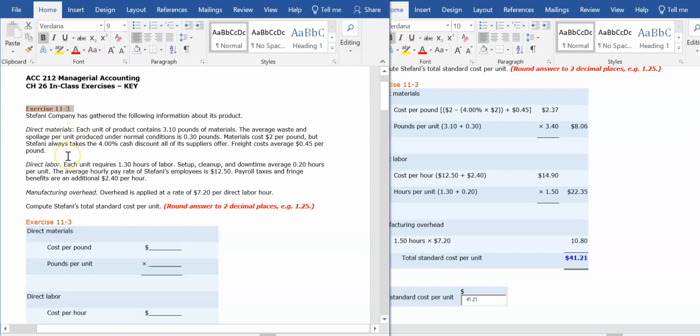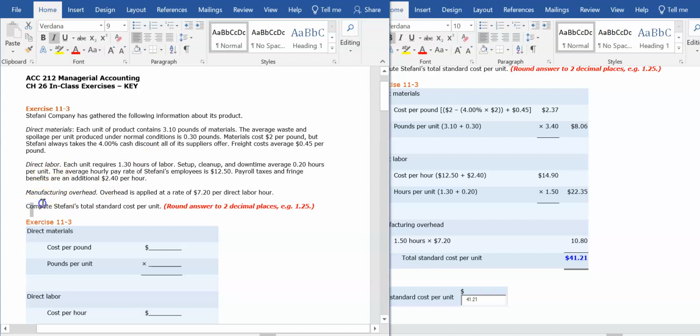Stefani Company has gathered the following information about its product. For direct materials, each unit of product contains 3.10 pounds of materials. The average waste and spoilage per unit produced under normal conditions is 0.3 of a pound. Materials cost $2 per pound, but Stefani always takes the 4% cash discount all of its suppliers offer. Freight costs average 45 cents per pound.